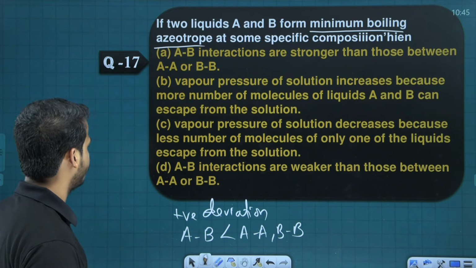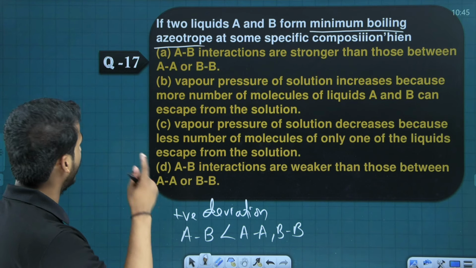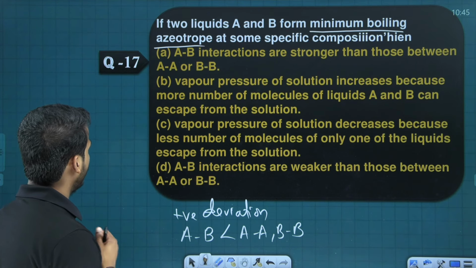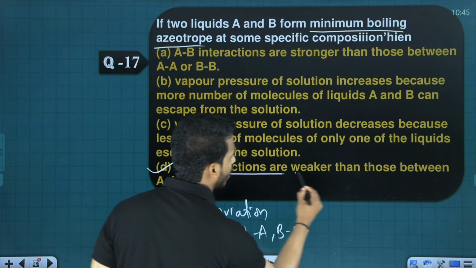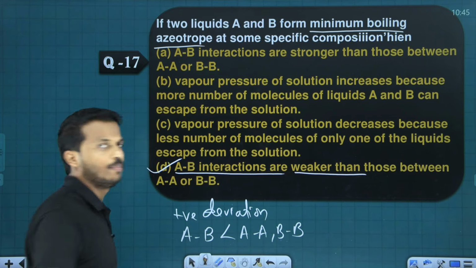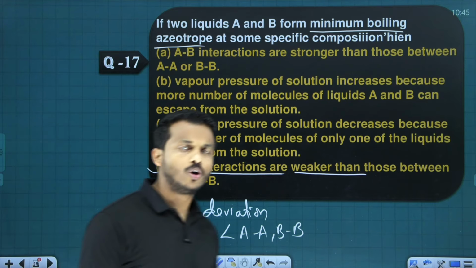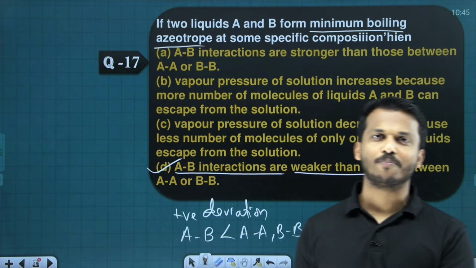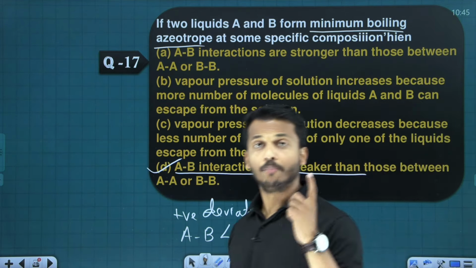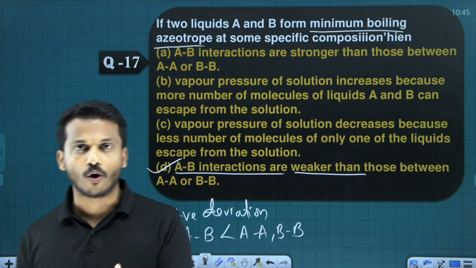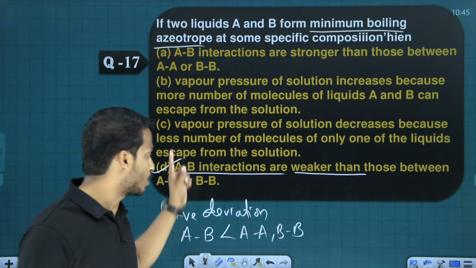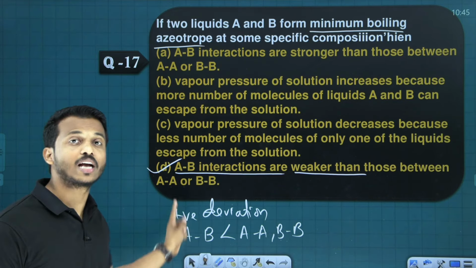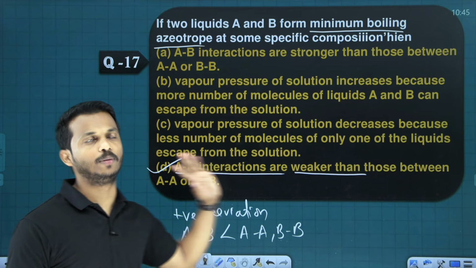Where is that answer? AB interactions are stronger? No. Then we can say option D, right? AB interactions are weaker than AA and BB. Yes. So there are 2 azeotropes, maximum boiling and minimum boiling. Minimum boiling azeotropes are formed by positive deviation, because in positive deviation, AB interaction is weaker than AA and BB.